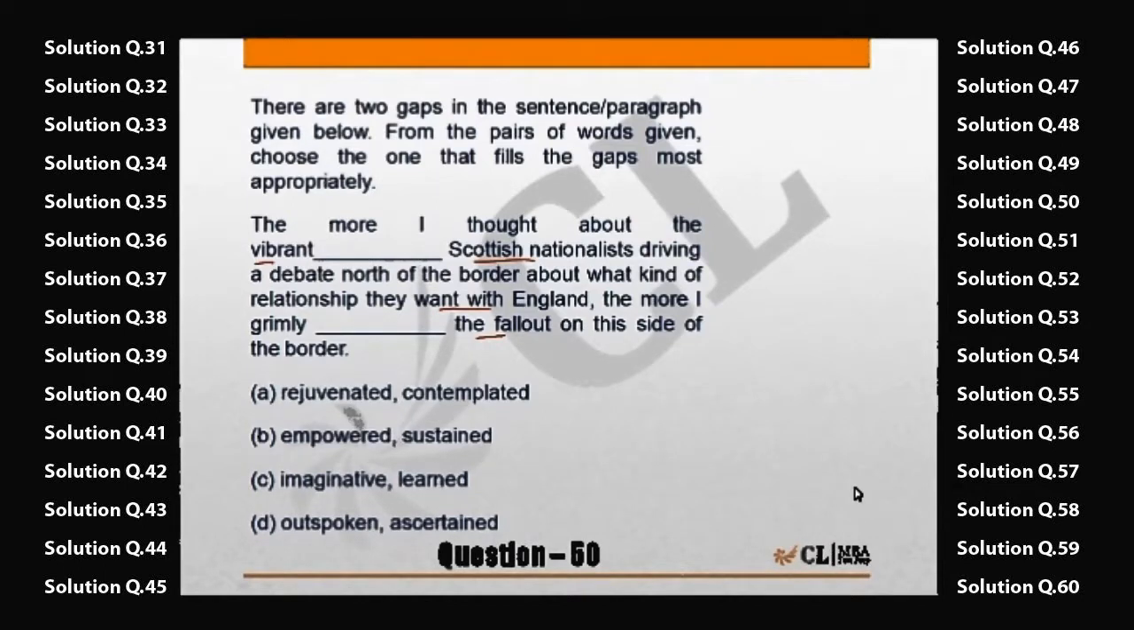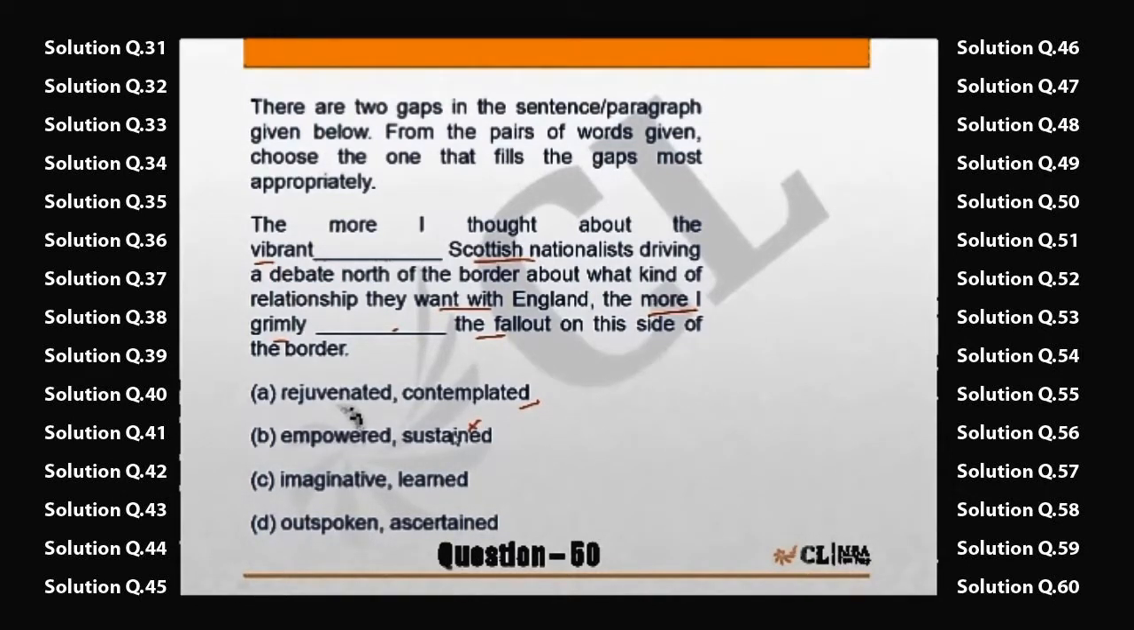Now in this question I started to work with the second blank. I said let me try to fill this up first, essentially because of the phrase, the more I grimly dash the fallout on this side of the border, I thought it would be easier to fill in this one. So the more I contemplated, I thought about, yes, it is possible. The more I grimly sustain the fallout, I can't sustain it. So choice B cannot be the correct answer.